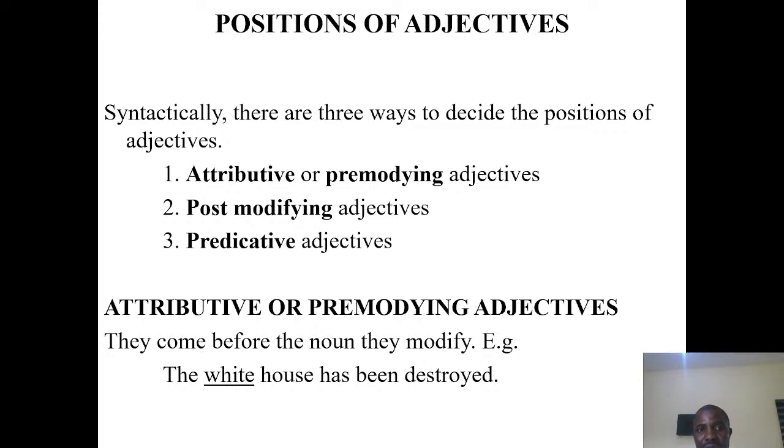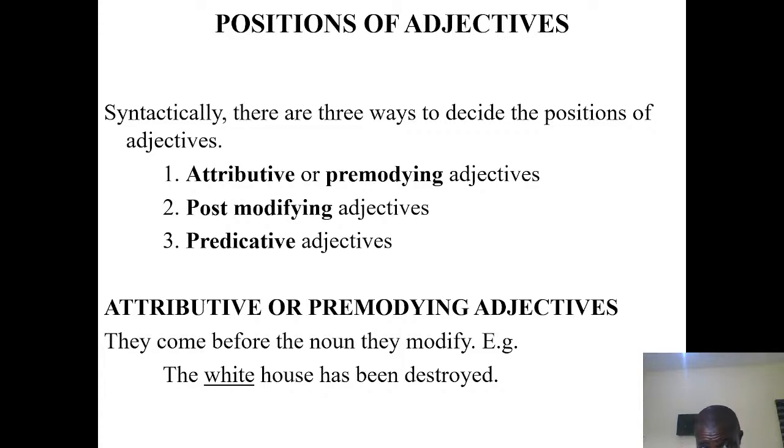Position of adjectives. Where do adjectives occur? Some adjectives can come before the noun. They are called attributive or pre-modifying adjectives. Some can come after the noun but before the verb in the sentence. They are called post-modifying adjectives. Some can come after the verb. They are called predicative adjectives. In fact, they are part of the predicate.